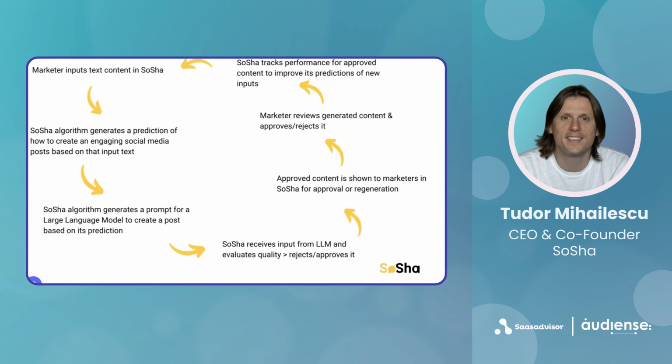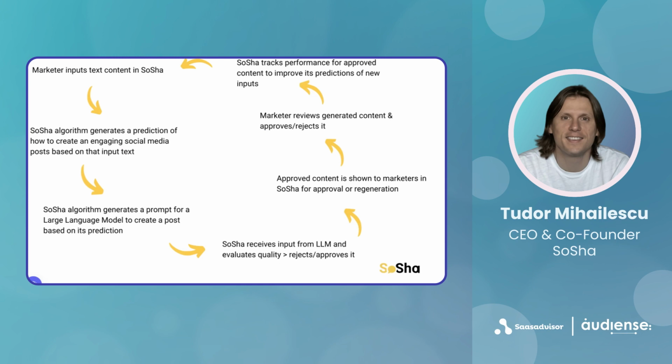In this case, it's OpenAI. But the trend is for software companies to actually use multiple models for different things. Then our platform receives this input back in terms of a post, and it evaluates its quality. It's kind of like a human, where it says, oh, I don't think this is good enough. And then it's kind of like a conversation between one AI algorithm and the other, making sure that the post that is sent back to the marketer is good enough.